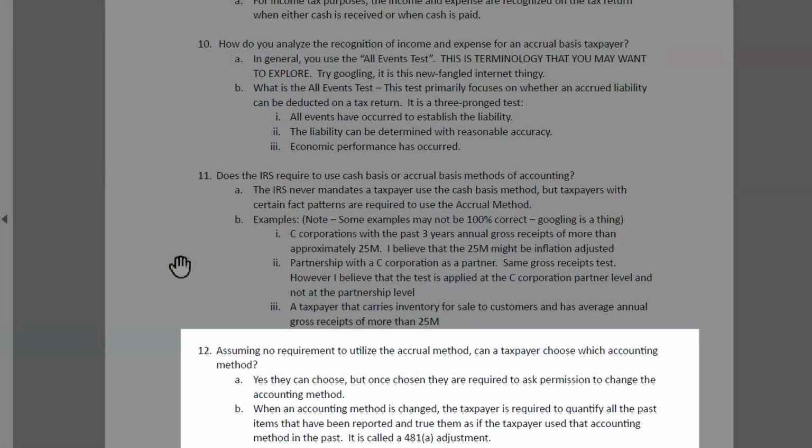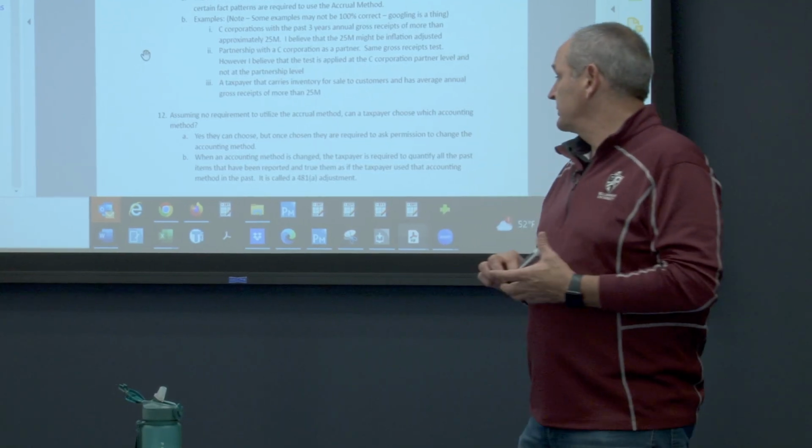Assuming no requirement to utilize the accrual method, can a taxpayer choose which accounting method? Yes, they can choose, but once chosen, they are required to ask permission to change the accounting method. When an accounting method is changed, the taxpayer is required to quantify all of the past items that have been reported and true them as if the taxpayer used that accounting method in the past. This is called a 481A adjustment. Okay, let's stop there for a second.